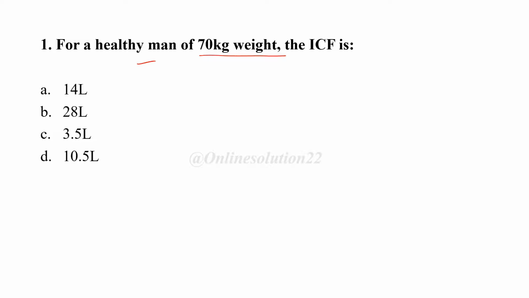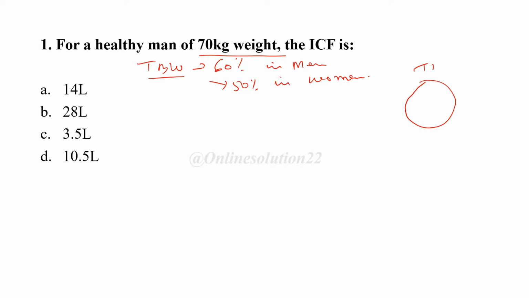Here the total body water comprises 60% of lean body weight in men and 50% of lean body weight in women. And this total body water is divided into three parts, where two parts are intracellular and one part is extracellular. Total body water is divided into 2/3 intracellular fluids and 1/3 extracellular fluids.